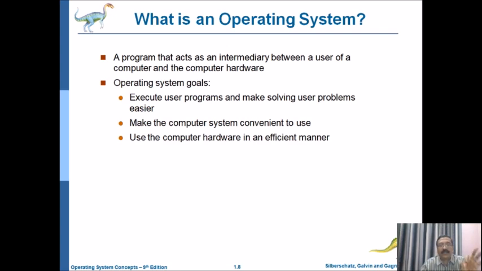And make the computer system convenient to use. Very important point. Make the computer system convenient to use. So it is for our convenience we are using Windows. It is not compulsory that you have to use Windows for operating your computer, but you can use an operating system to make the computer hardware convenient to the user. And also use the computer hardware in an efficient manner. So hardware will be used in an efficient manner with the help of an OS.